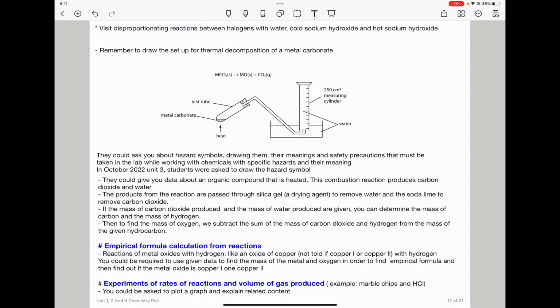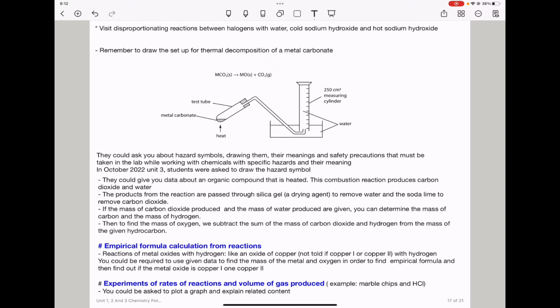They could ask you about hazard symbols, drawing them, their meanings, and safety precautions that must be taken in a lab while working with chemicals with specific hazards, as well as their meanings. In October 2022, Unit 3, students were asked to draw the hazard symbols, so please remember to draw those in the diamonds. They could give you data about an organic compound that is heated. This is combustion or a combustion reaction, and you know it produces carbon dioxide and water. The products from the reaction could be passed into silica gel, which is a drying agent, to remove water, and the soda lime to remove carbon dioxide.